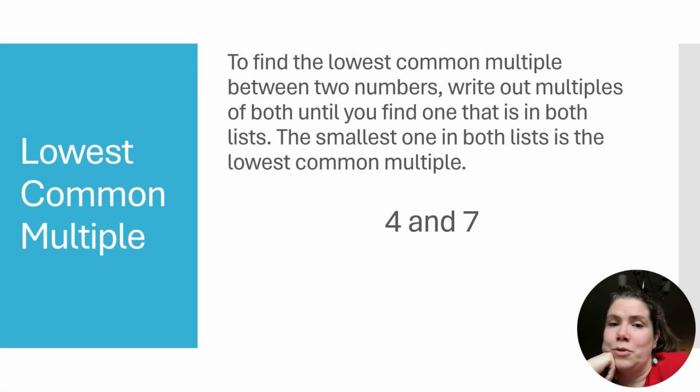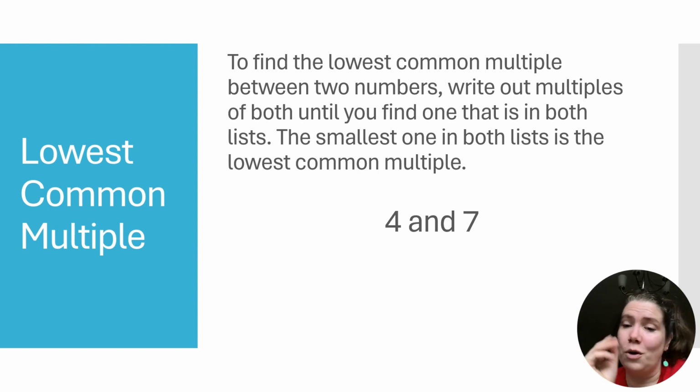The lowest common multiple between two numbers. Remember that a multiple means we're just adding on that number a bunch of times, however many times we please. And a common multiple is one that's a multiple of both of those numbers. Numbers have infinitely many common multiples, but they are only going to have one lowest common multiple.